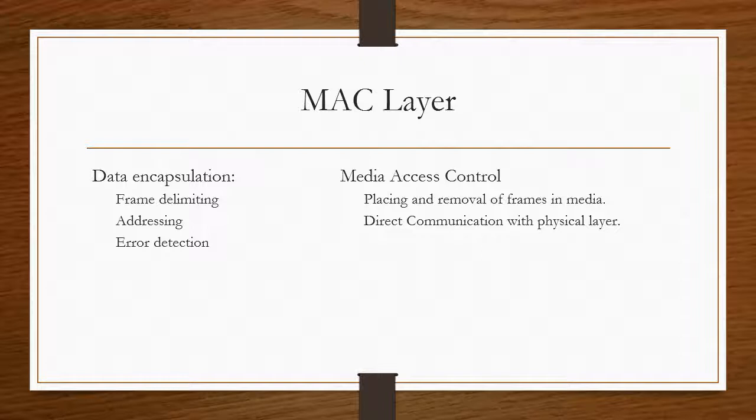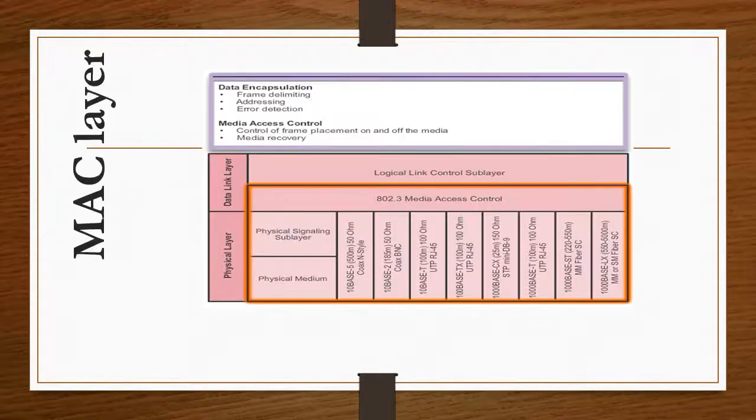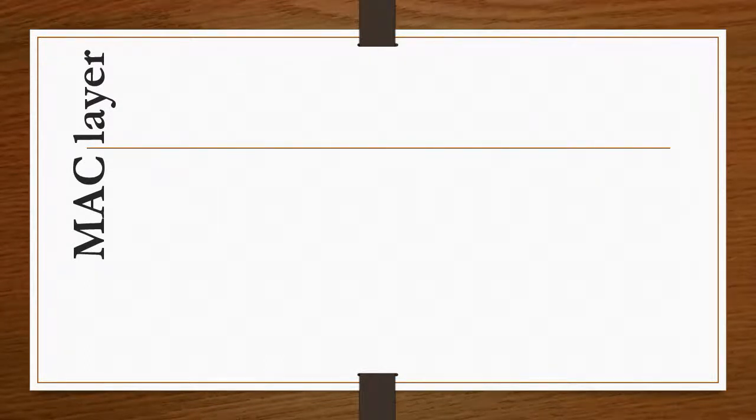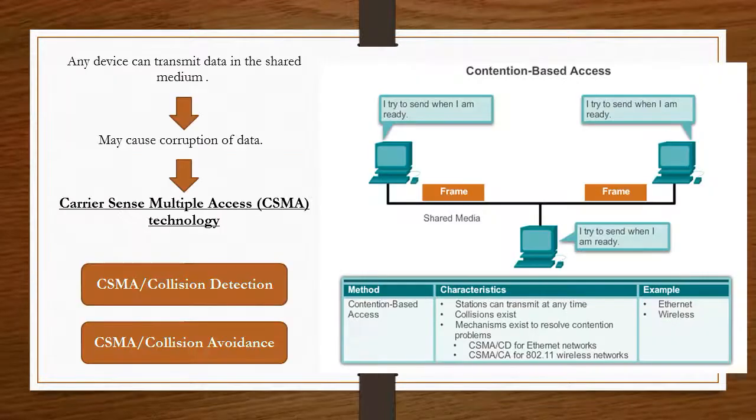After the reception of a frame, the receiving node creates a CRC to compare with the one in the frame. If they match, the frame can be trusted to have been received without error. The second responsibility of the MAC sublayer is media access control. It is responsible for the placement and removal of frames in the media, and communicates directly with the physical layer.